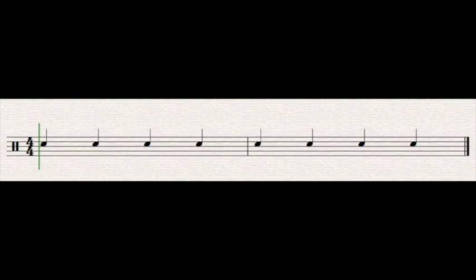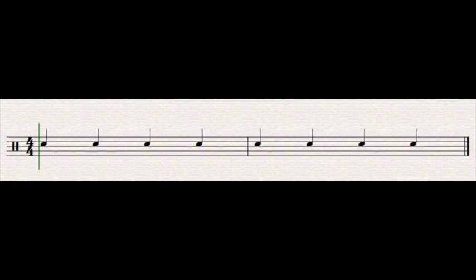Last unit we learned quarter notes and quarter rests, and today we're going to talk about eighth notes and how we count those and how they relate to quarter notes. So let's start with this first slide here. We have just two measures. You see our time signature on the left. We're in 4/4.